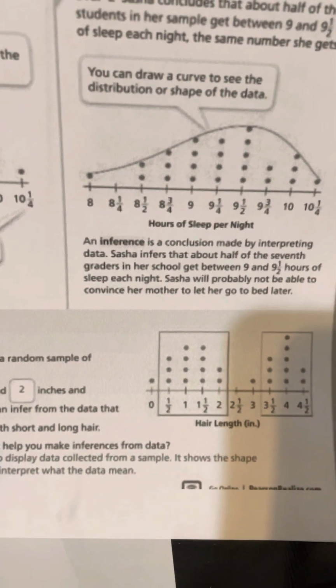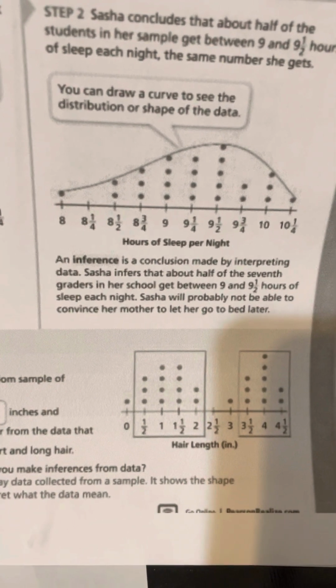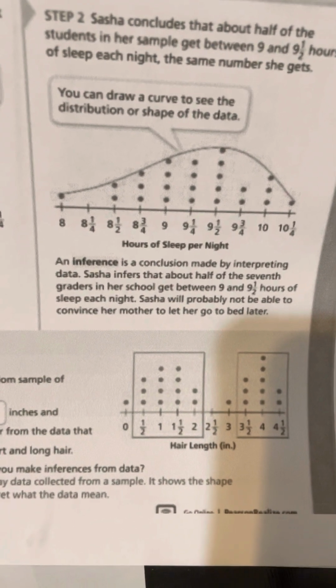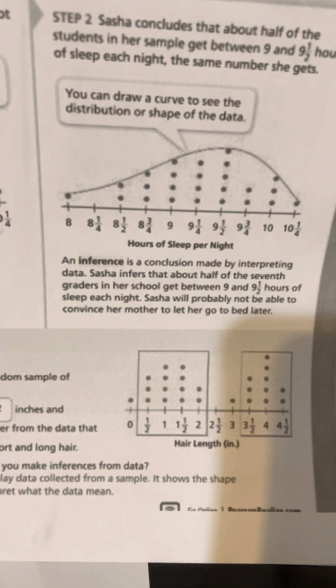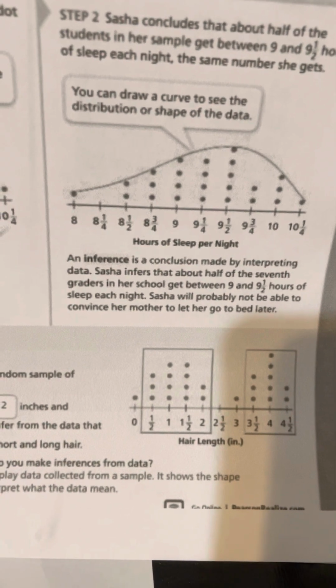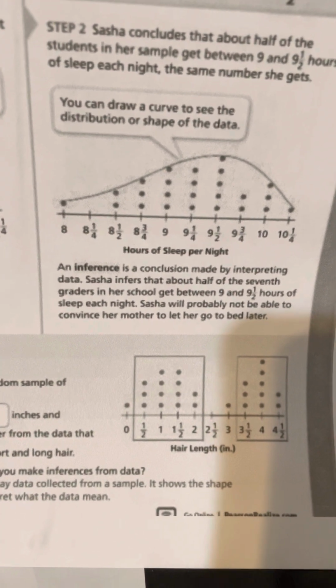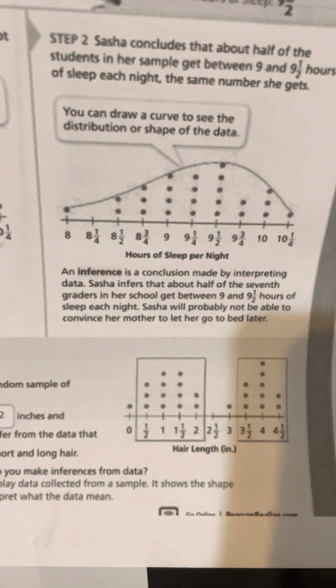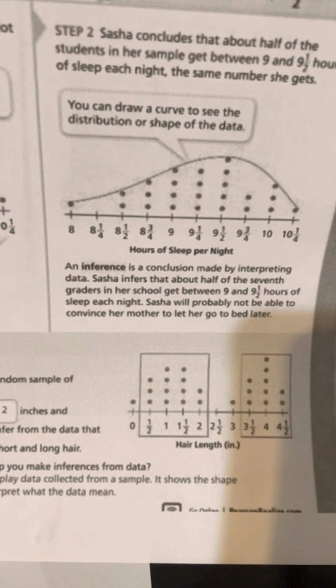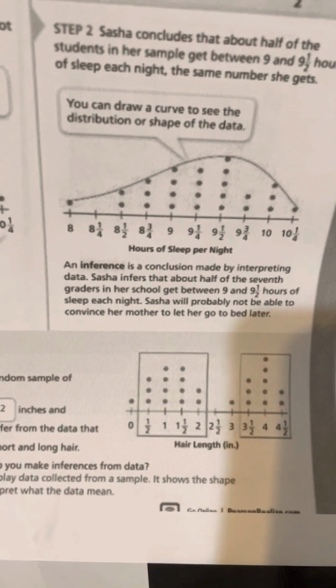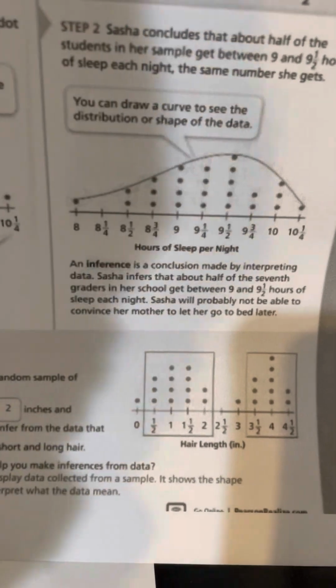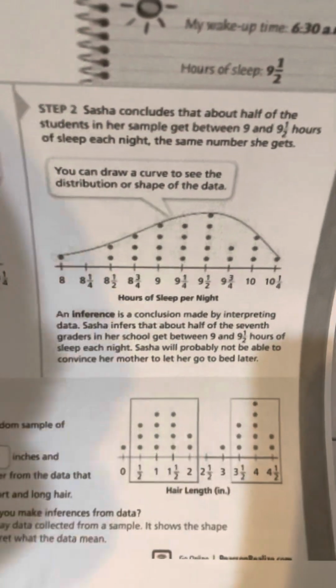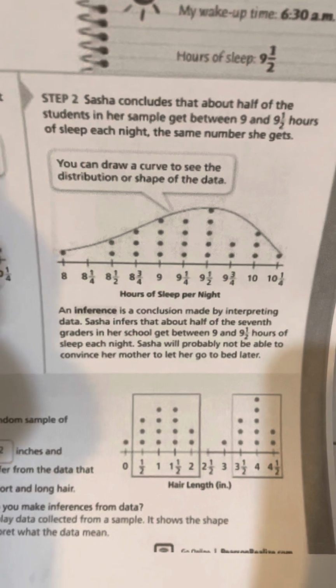So an inference is a conclusion made by interpreting data. Sasha infers that about half of the 7th graders in her school get between 9 and 9.5 hours of sleep. Sasha will probably not be able to convince her mother to let her go to bed later. Why? Because most people go to bed at her time, apparently.